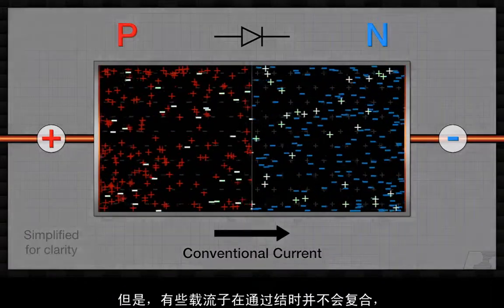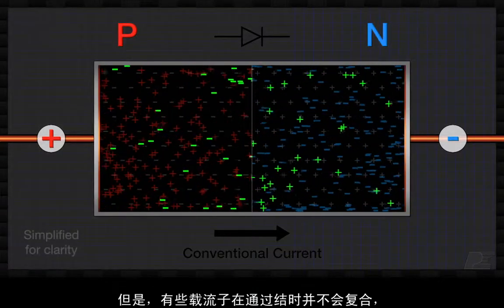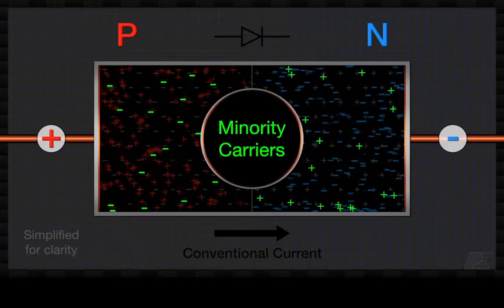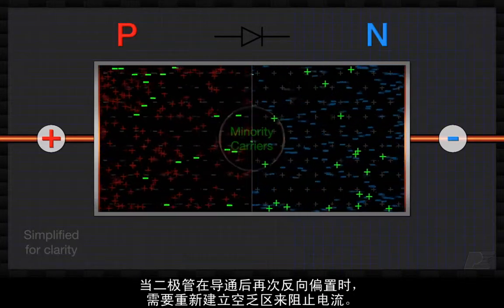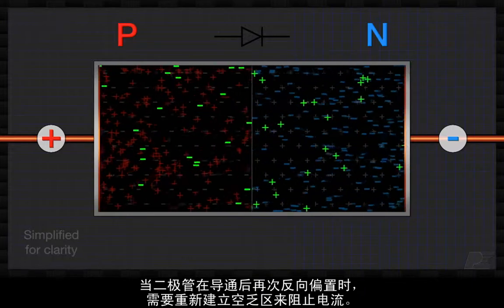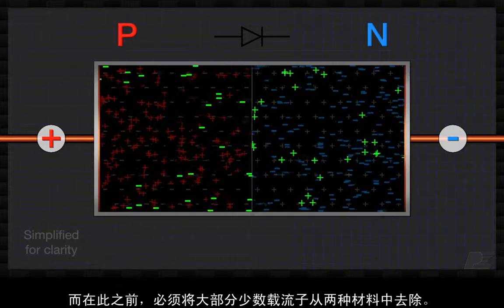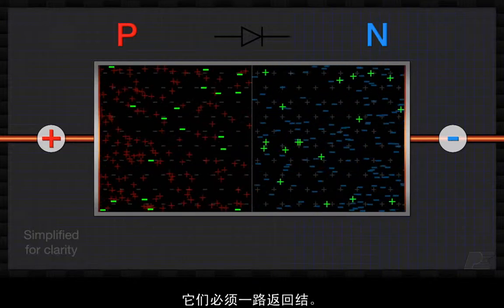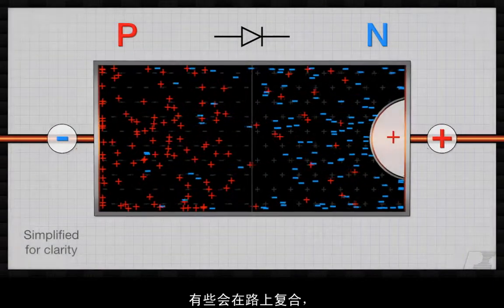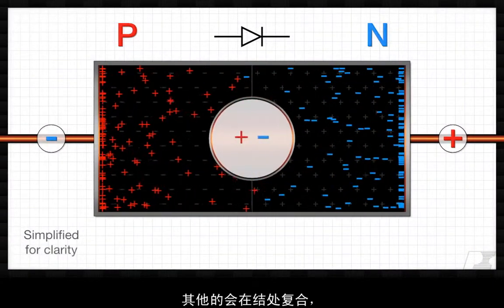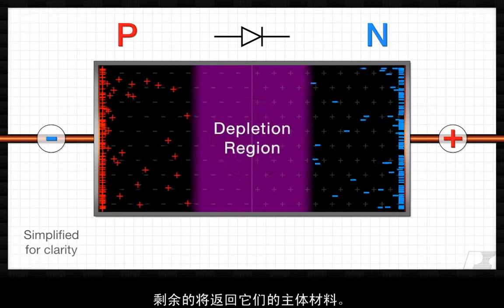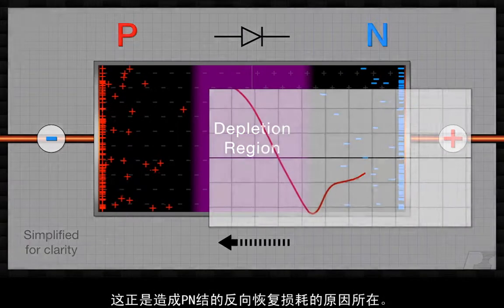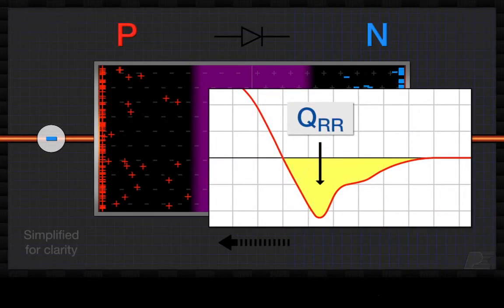But some carriers get through the junction without recombining and continue to drift into the opposite material, also carrying current with them. These are called minority carriers. When the diode is reverse biased again after conduction, the depletion region needs to be re-established to block current. Before this can happen, most minority carriers must be removed from both materials. They have to travel all the way back to the junction. Some will recombine along the way, others at the junction, and the rest will return to their host material. This takes time and carries current backwards through the diode. It's what causes reverse recovery losses in p-n junctions.